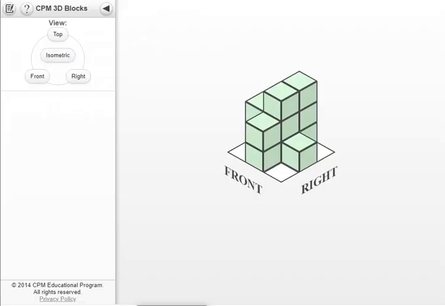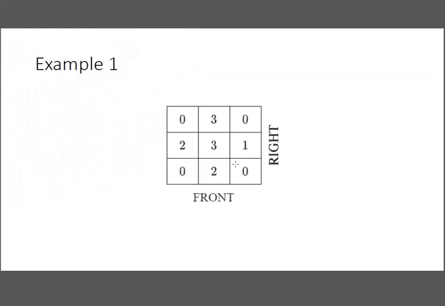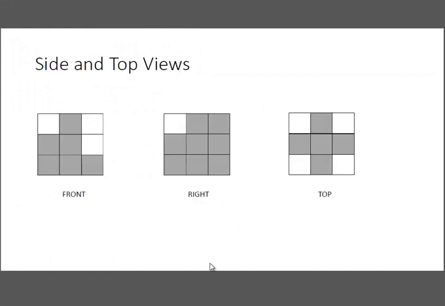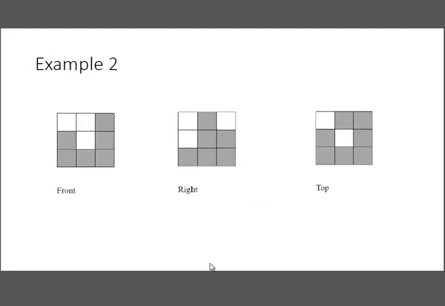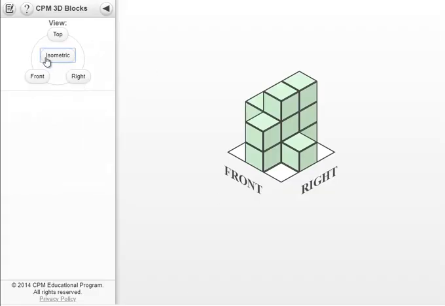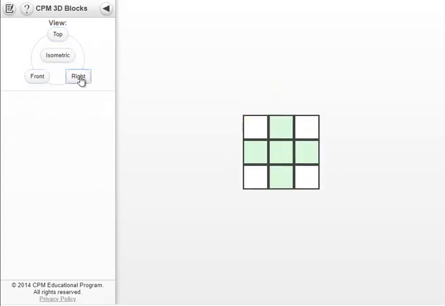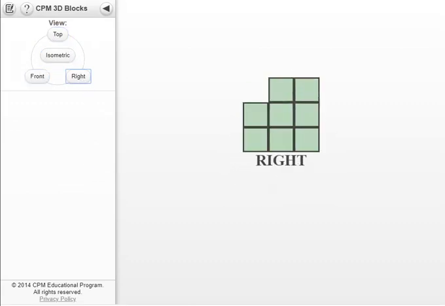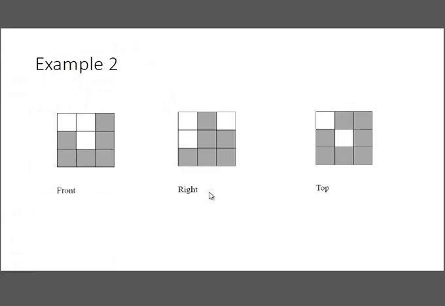And again, if I was asking just for the volume, you could just add those up, and there would be your volume. Okay, so that would be the front, right, and top view of that. Again, that's exactly what we got from the front, top, and right view of that shape. Okay, all right, now on to example number 2.